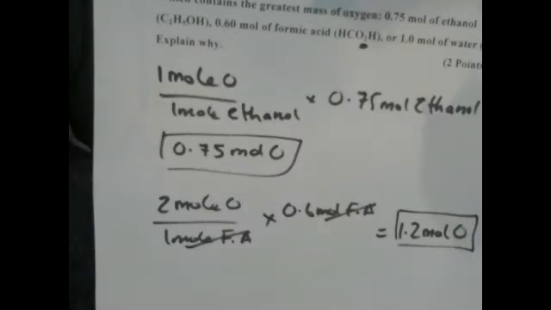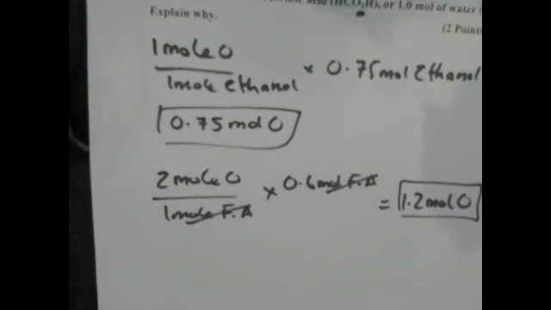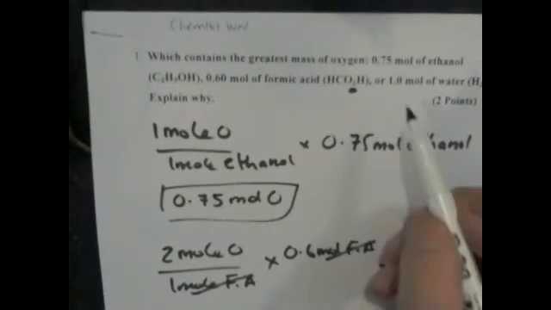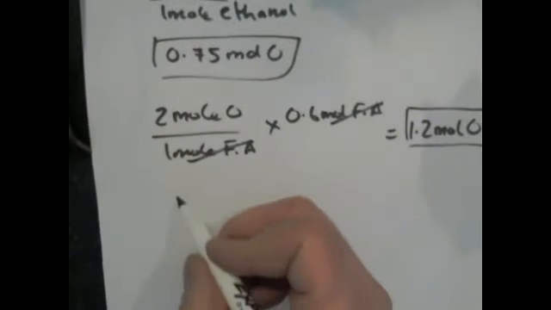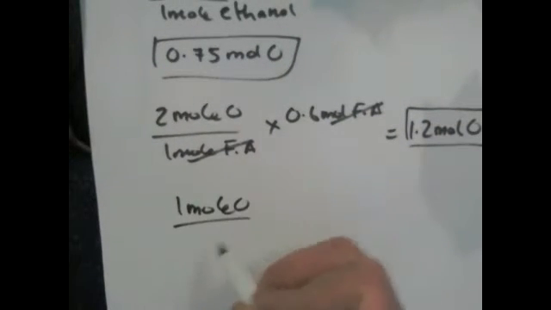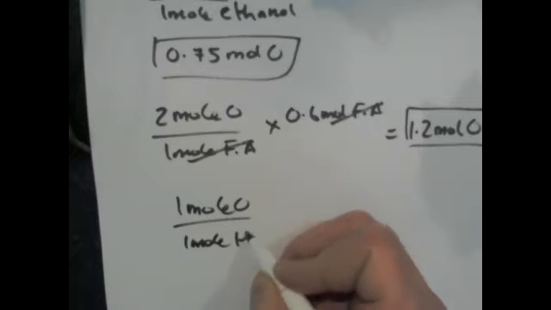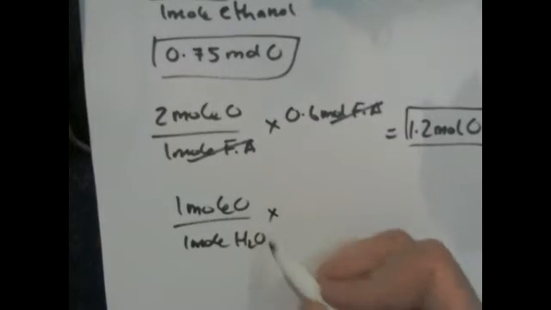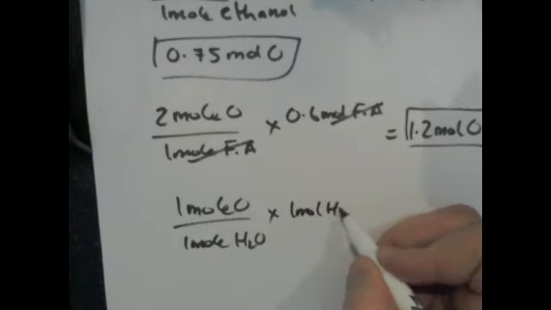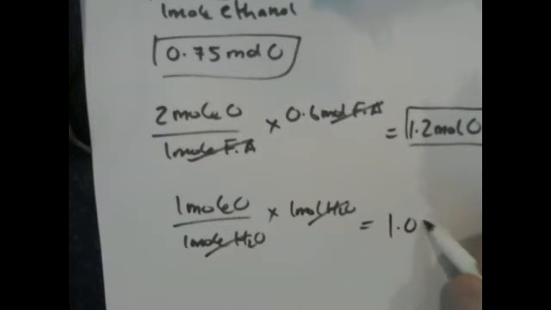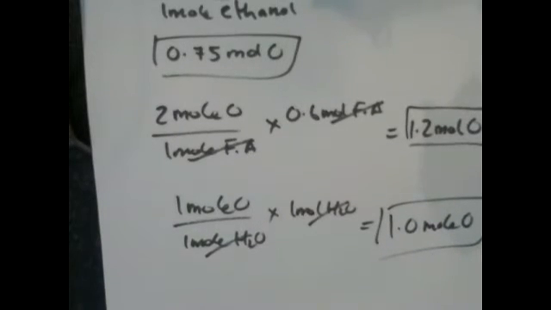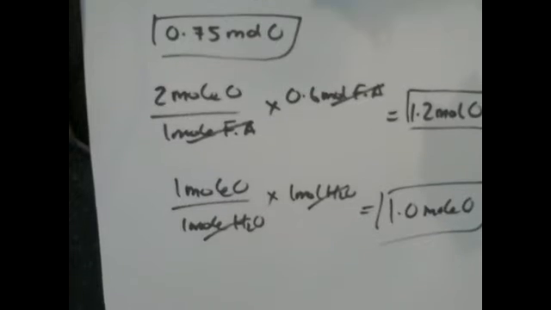So this is looking like it's got more. If I was running out of time, I could stop at this point and just go, okay, I'm going to guess formic acid. But let's move on and do it for water. It says that I have 1 mole of water. So I know that I get 1 mole of oxygen for every 1 mole of water, and I've got 1 mole of water, and there we go. So that would mean that I would get 1 mole of oxygen. So it's obviously got to be the formic acid.